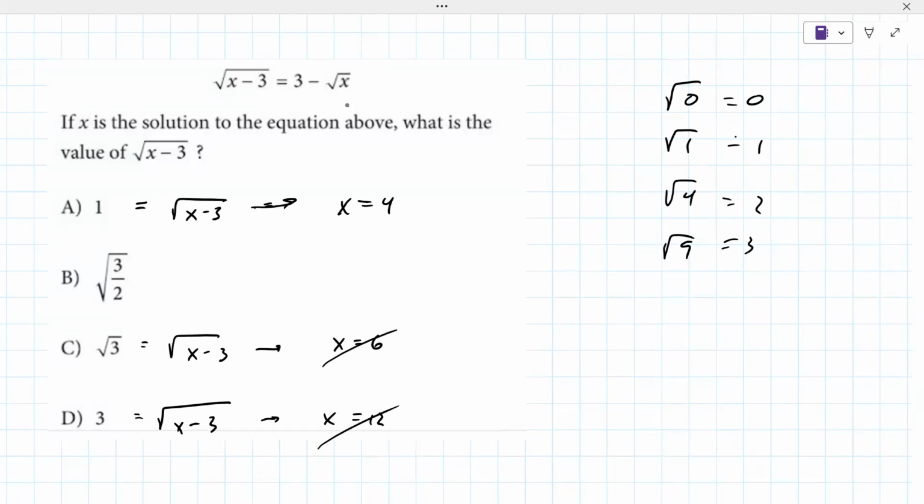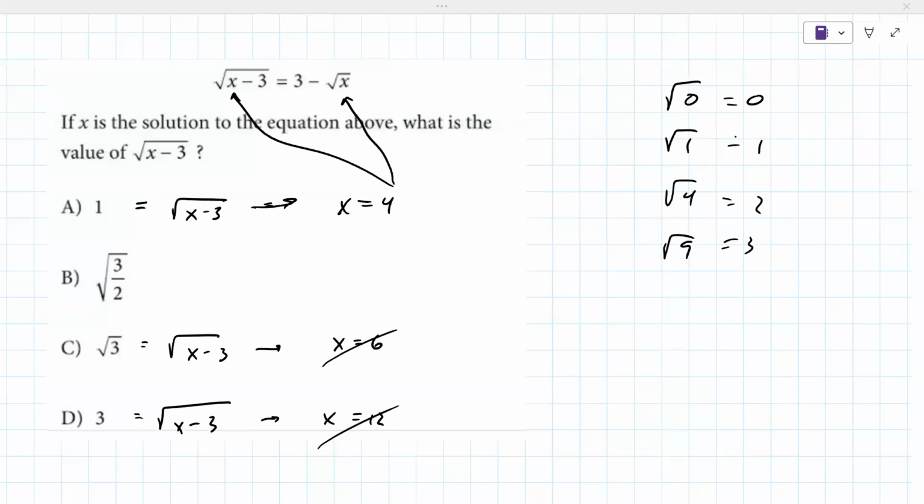4, though, when you put 4 back in, does this work? Is the square root of 4 minus 3 equal to 3 minus the square root of 4? Yeah, it is. Now let's just say that one didn't work. Well, then you know the answer was B. So as a reminder, sometimes you can just get it down to a couple of answers and then move between them to answer that.